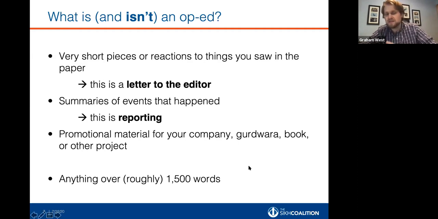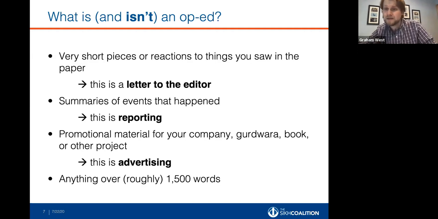Promotional material, this is a big one. Promotional material for your company, for your Gurdwara, for a book you're working on, for anything other than an opinion, that's advertising, right? Papers charge money for you to put an advertisement that says come buy this product or read this book or do this thing. So if you want to do advertising, that's definitely a different conversation than writing an op-ed. And then last but not least, that's super important, anything that's over 1,000, 1,500 words is just too long. That's not an op-ed at that point. It's just your opinion. Maybe you could publish it on your own blog or website. But most papers are going to say less than 600 words, less than 700, 800 words tops. It just depends on the paper.